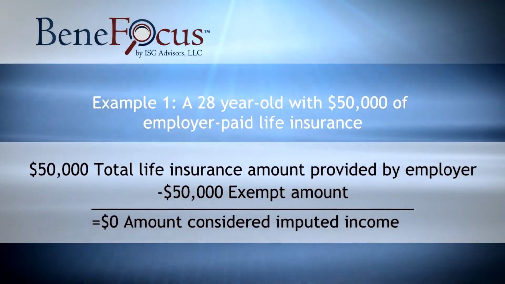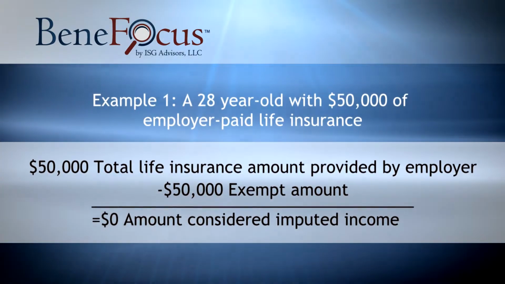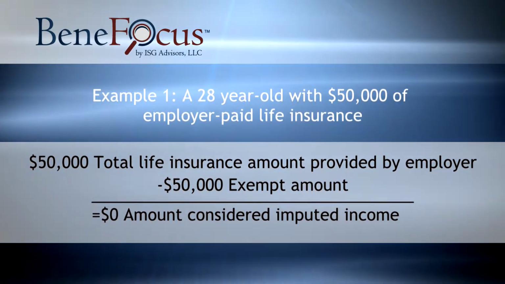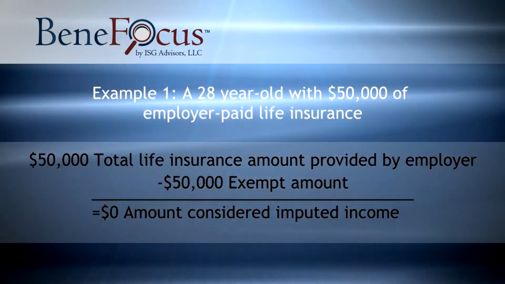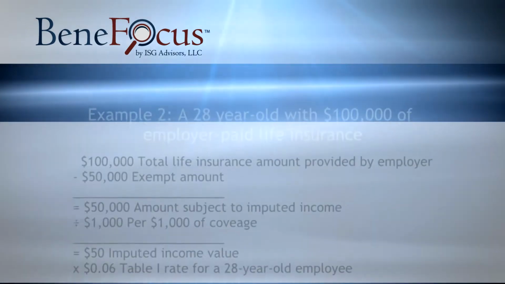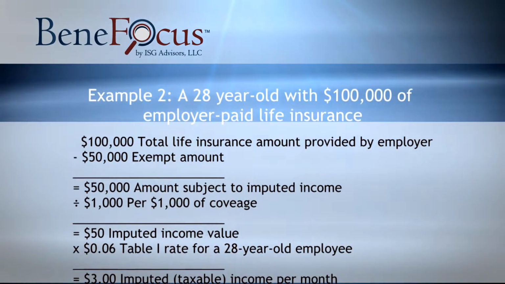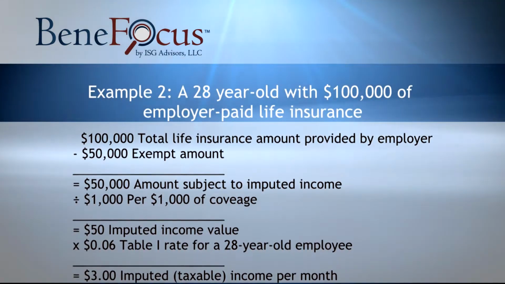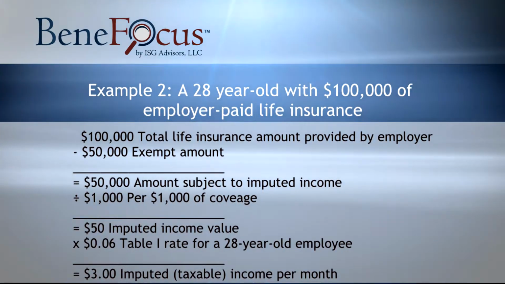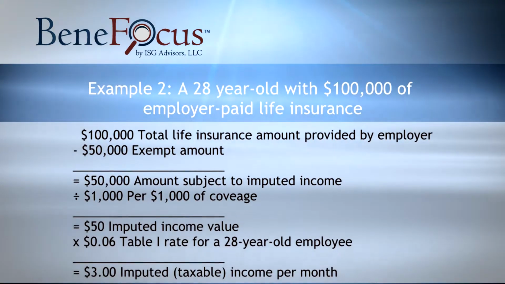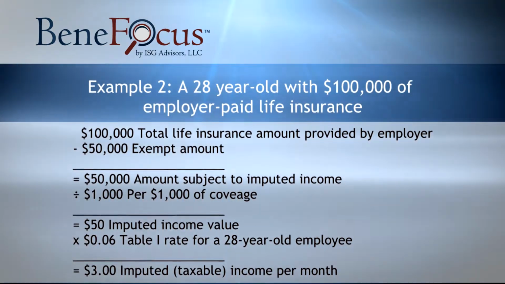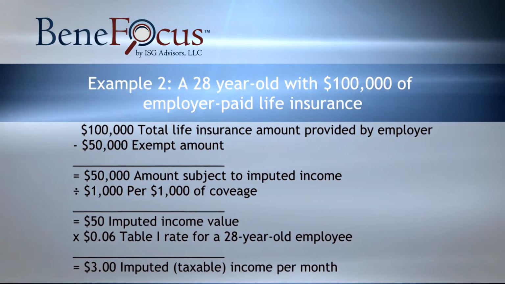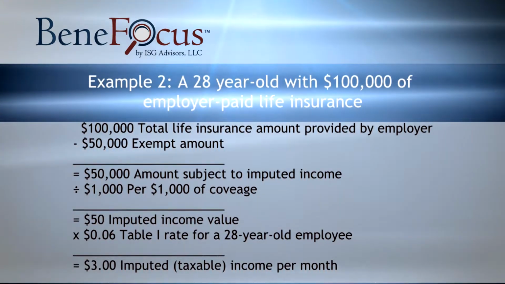If a 28-year-old employee received $50,000 of employer-paid coverage per year, that employee does not have any imputed income. However, if that same employee is provided with $100,000 of group term life insurance, to which he or she does not contribute, you take the total insurance amount of $100,000, subtract the $50,000 exempt amount, leaving the remaining $50,000 subject to the imputed income tax.